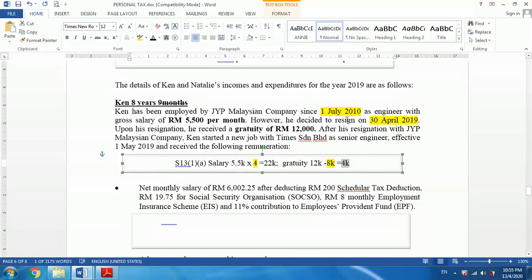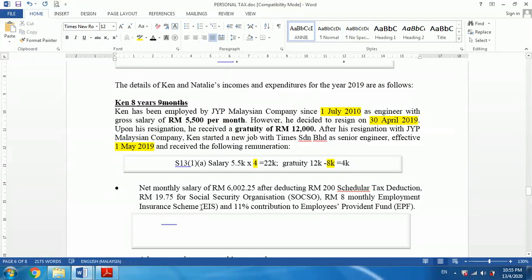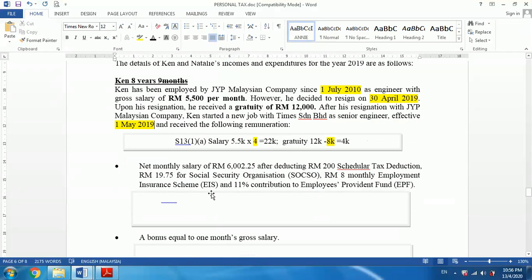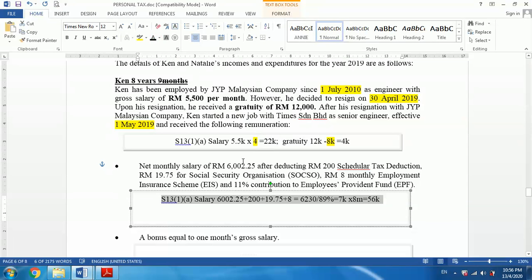Okay, after resigning from JYP, Ken started a new job with Times and Rambahan as a senior engineer effective on 1st May. And this is the salary he received. This is the net salary after deducting STD, SOCSO, the so-called employment insurance scheme, and a total of 11% EPF. So the first thing I'm going to do is add the net salary plus the STD, SOCSO, and employment insurance scheme, then I get 6,230 over here, then divide by 89%, which means my per month gross salary will be 7k times 8 months.